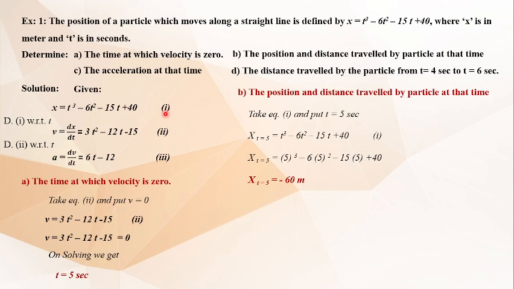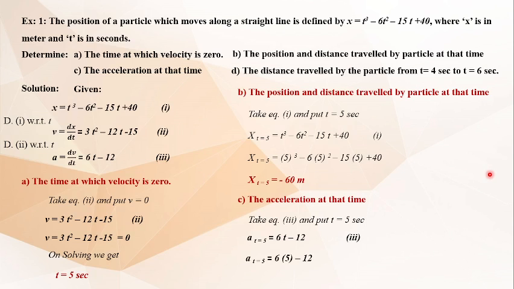So initially we found the time at which velocity is 0, and now we have found the displacement at that particular time. The third thing we have to find is the acceleration at that time, t equal to 5 seconds, so we take equation number 3 and substitute t equal to 5. After simplification, we got acceleration equal to 18 meters per second squared. So out of 4 parts, we have found the first three: A, B and C.